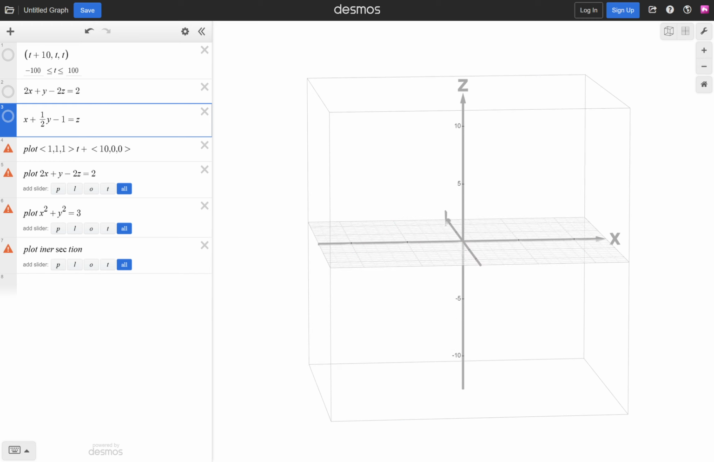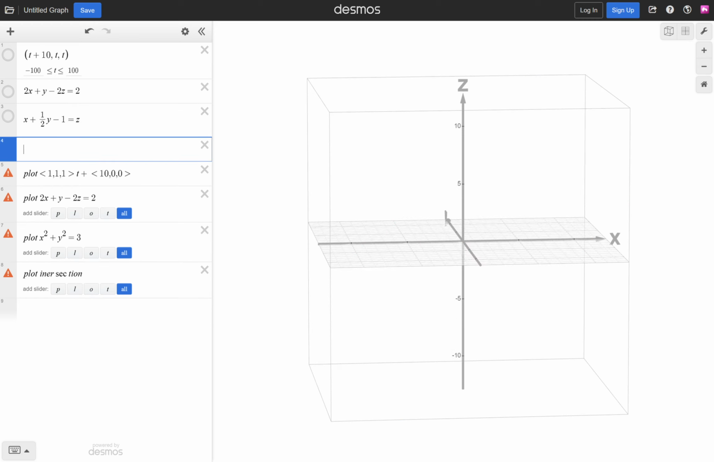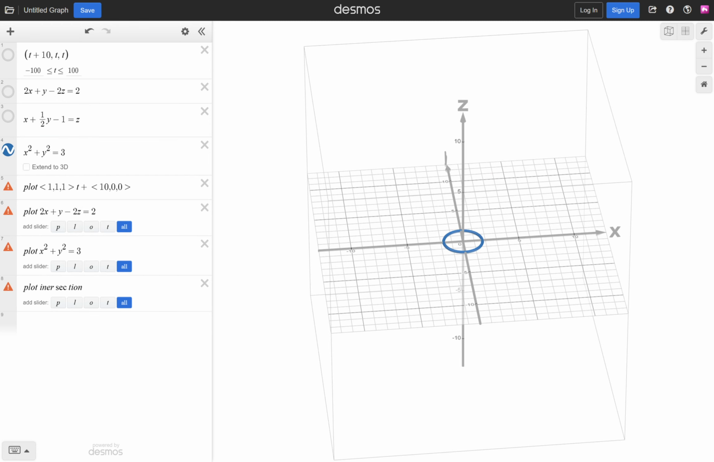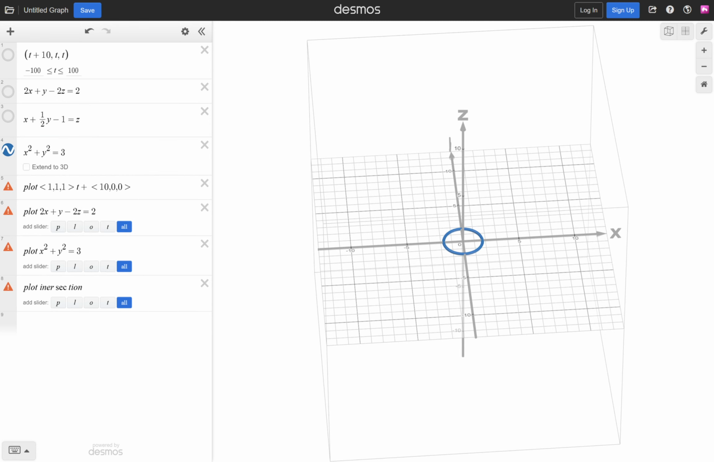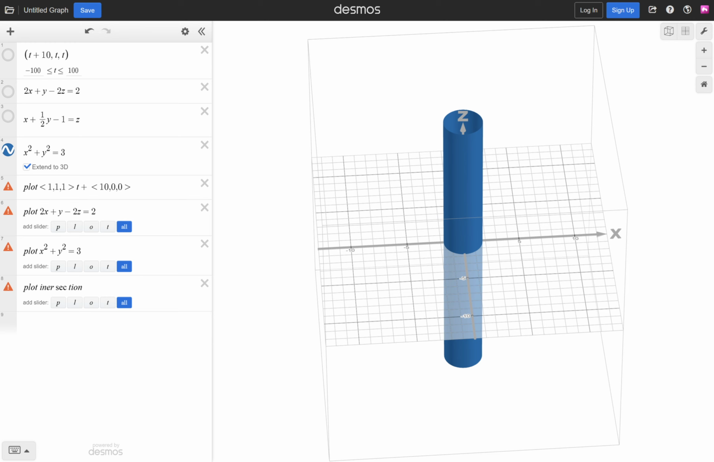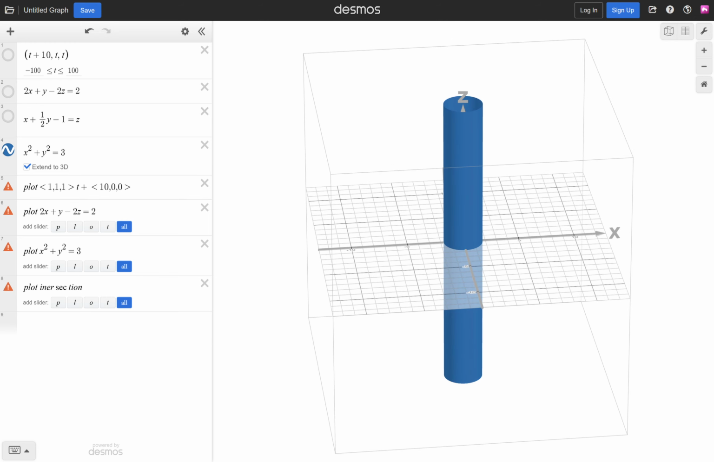Next, we are asked to plot another graph, x squared plus y squared equals 3, and again we could stick this into Desmos. x squared plus y squared equals 3, and this is the graph of a circle with radius square root 3 on the xy plane. Since we are in 3 dimensions, we can extend this to 3D, and this extends it in the z-axis infinitely long because there are no constraints on the z values. So this is an infinitely long cylinder.